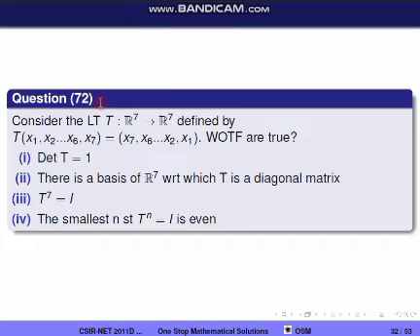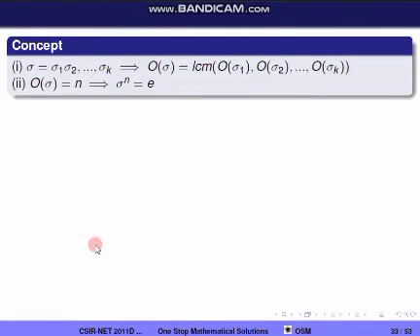Question 72. Consider the linear transformation T from R7 to R7 defined by T of x1, x2, up to x7 is equal to x7, x6, up to x1. Which of the following are true? So they have given a linear transformation here. We have to find which of the options is true. So now we'll look at the concepts.